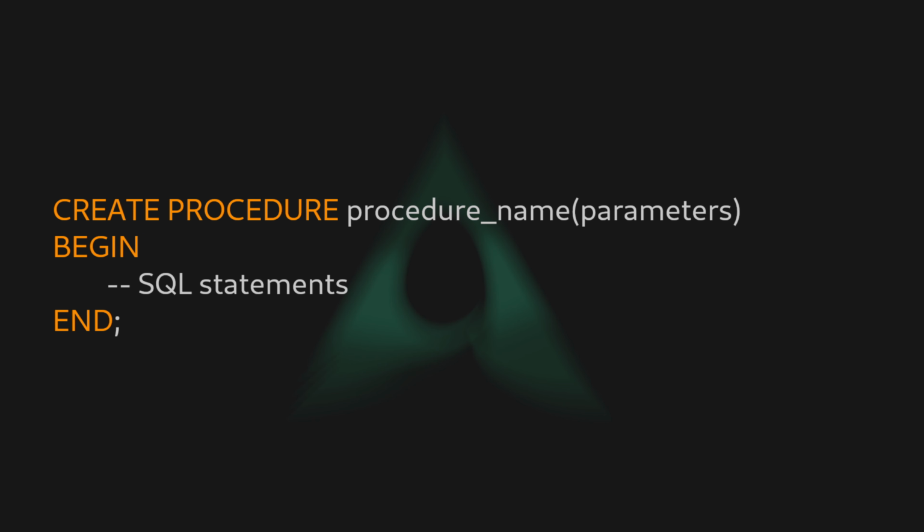This is the basic syntax for creating a procedure. First, we type create procedure, then we name that procedure. Inside the parentheses we'll define some parameters, and after that, we can introduce a SQL statement, a command between begin and end keywords. Now let's go to the terminal and see how it works.